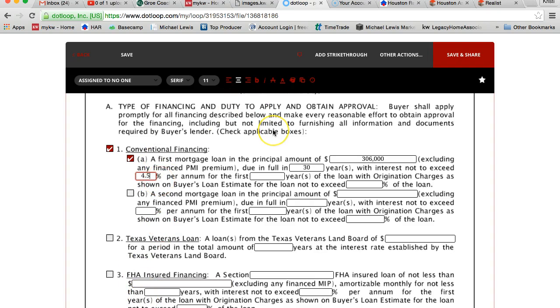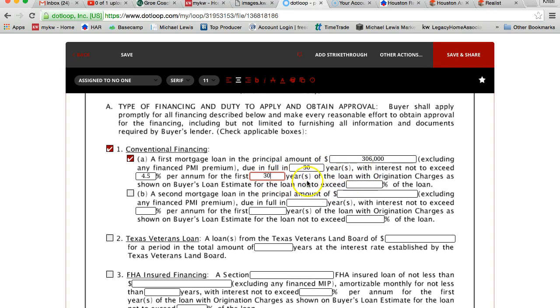But after those days pass, this addendum is no longer in effect, and they're locked into that contract at that point. So if they get a higher interest rate, they're locked in, and they can't back out of the contract without losing their earnest money and being in default. So this blank right here, if it's a fixed rate, is going to be the same number of years that's here. If it is an adjustable rate mortgage, it might actually be different here. Say 4.5% for the first 5 years, and then it would go up.